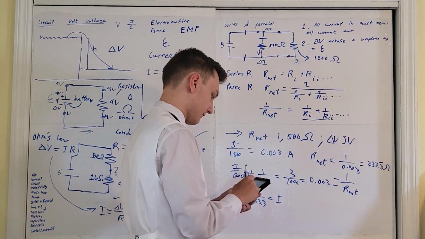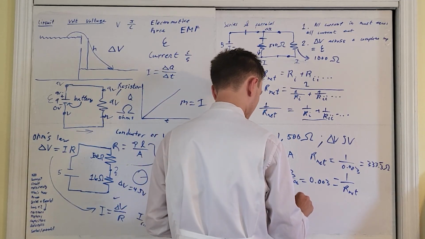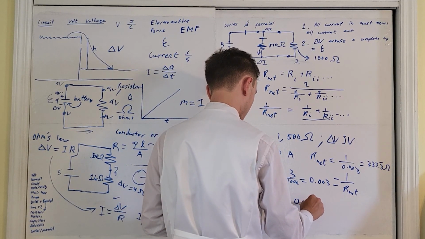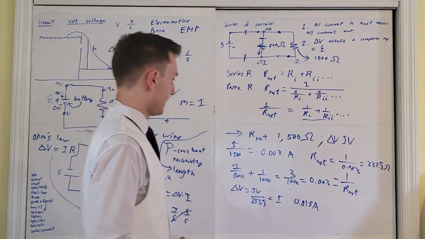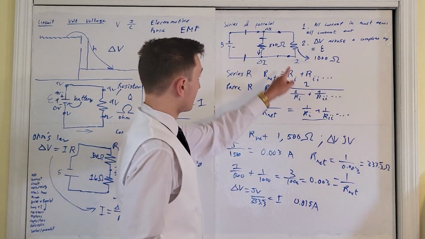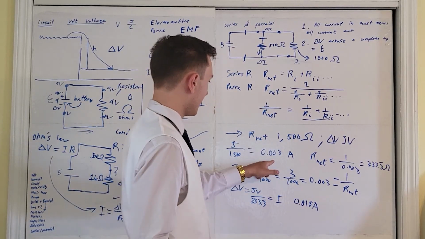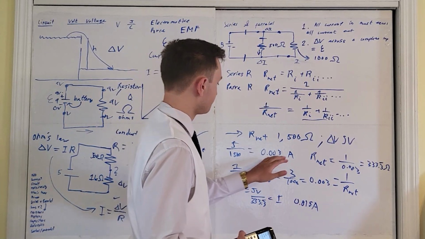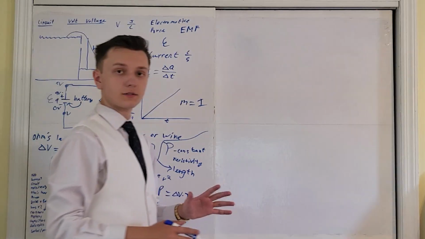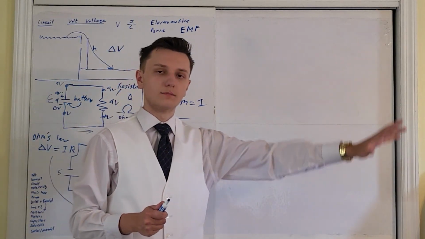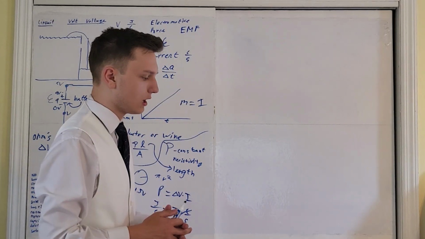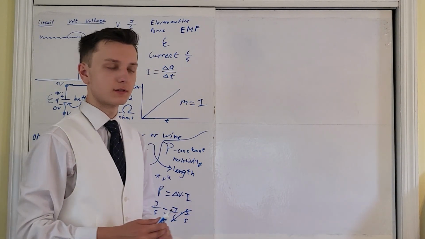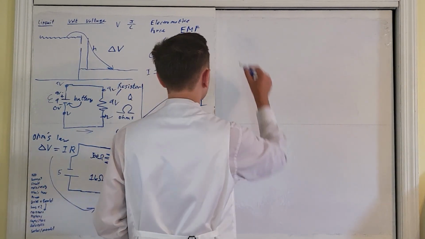Okay, 5 divided by that gives us our current as 0.015 amperes. So notice how our current through the parallel circuit is greater than our current through the series circuit. Before we move forward into another heavy topic, we need to cover one logistical thing, which is how we interpret meters. What do we mean by meters?